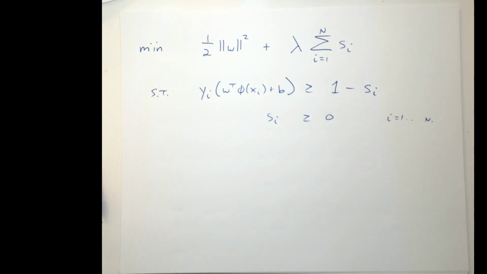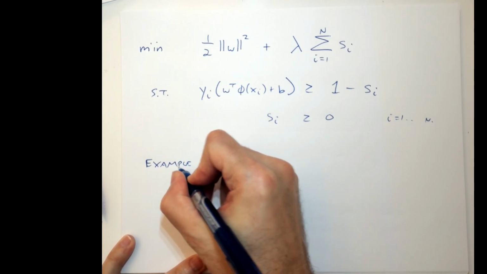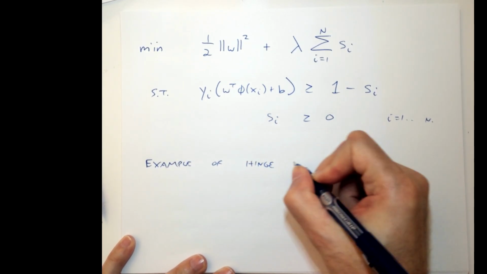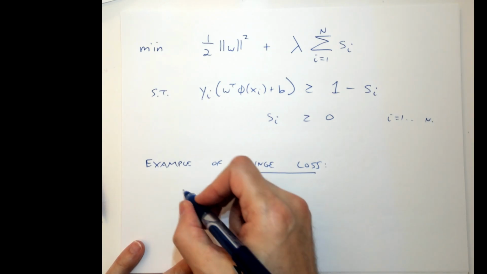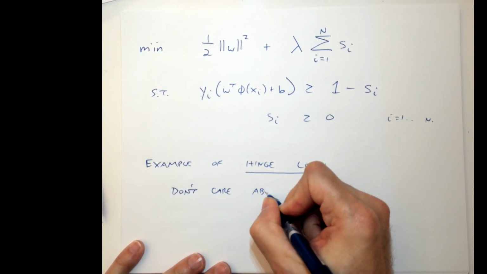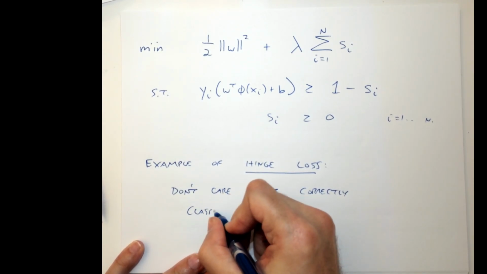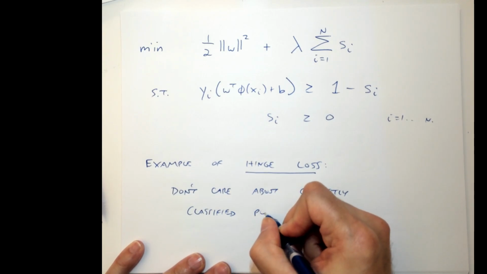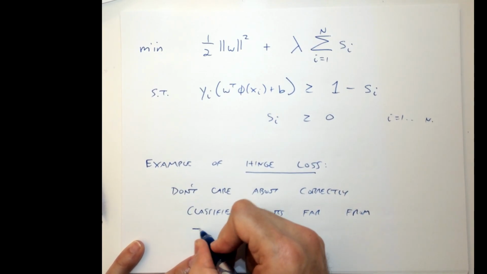The other thing I wanted to say, this is a good point to mention it because we're going to come back to this after the exam, is that this is an example of what's called hinge loss. We'll say more about that when we talk about neural networks. But the idea is that we don't care about correctly classified points far from the decision boundary.